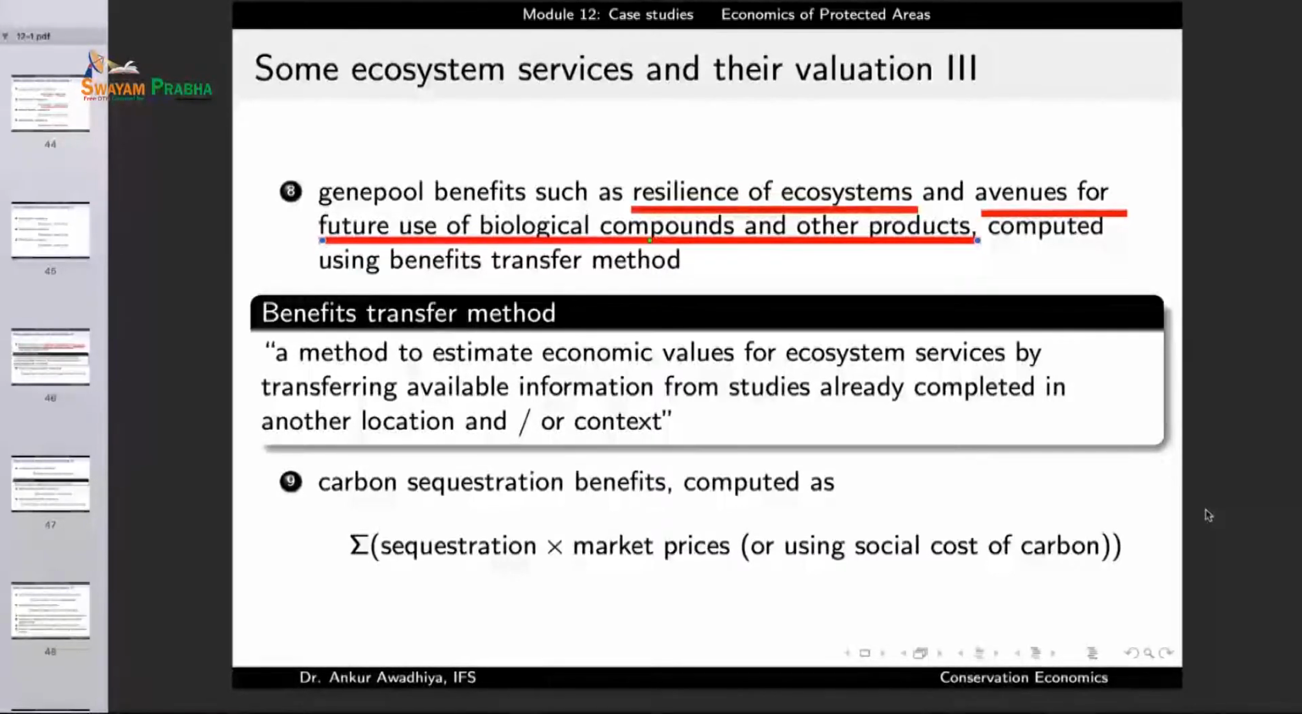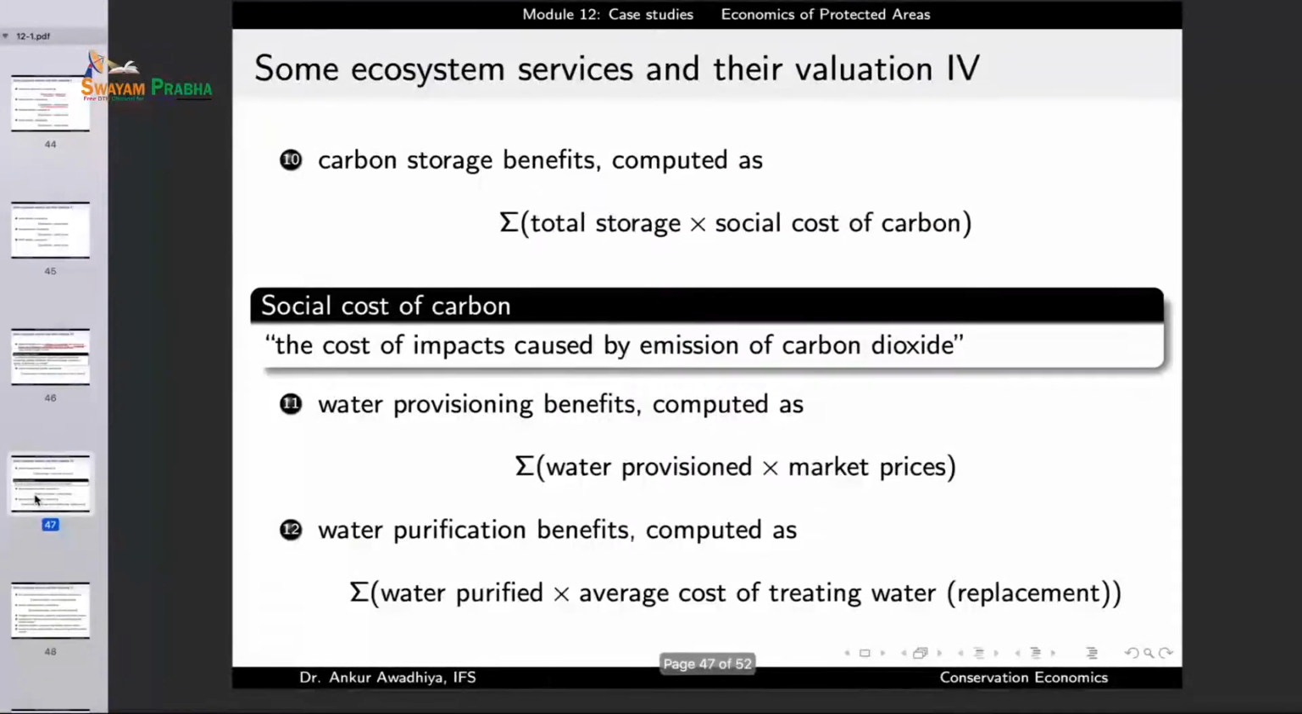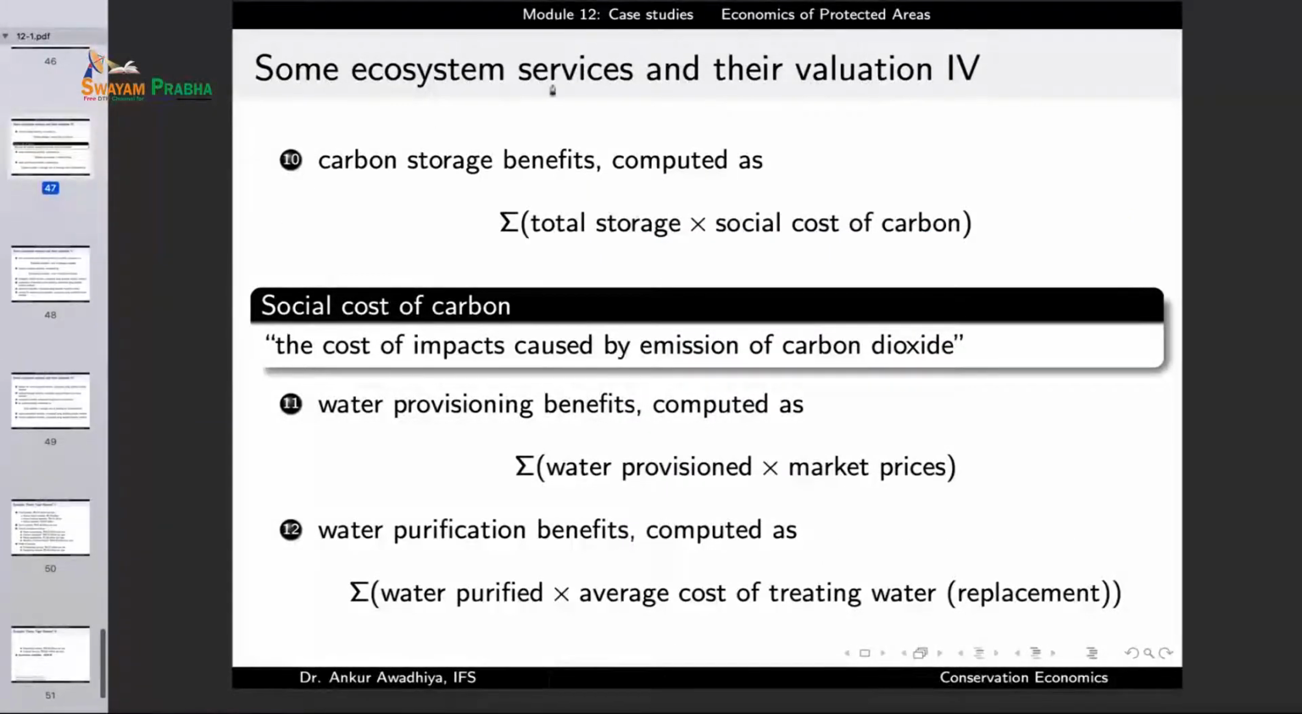So you do not have to do a valuation at each and every protected area, but in certain protected areas, you can do a more intensive valuation and you can make use of those results in your protected area of study. Then we can find out carbon sequestration benefits, which is the amount of carbon that has been sequestered multiplied by the market prices. Or we can even make use of the social cost of sequestering this carbon. Carbon storage benefits, which is again total storage into the social cost of carbon.